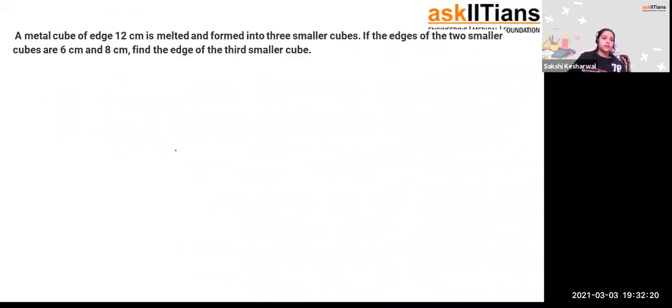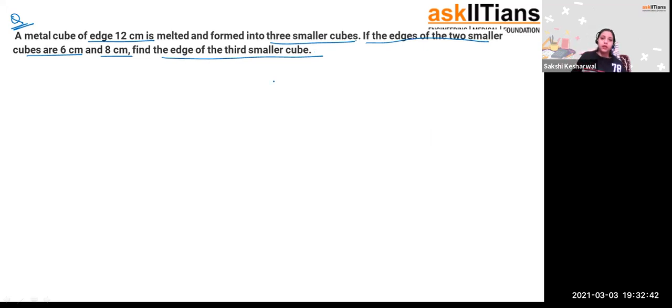Done? Okay, let's do this. This is the next question. It says that a metal cube of edge 12 centimeter is melted and formed into three smaller cubes. If the edges of two smaller cubes are 6 centimeter and 8 centimeter, find the volume of the third. So beta, if you have a big cube and you melt it and form small cubes, what remains the same? Only the volume remains the same.